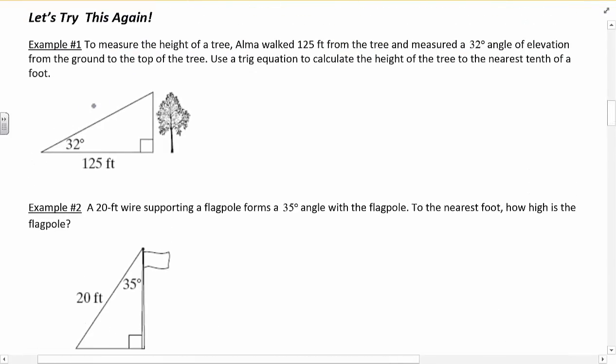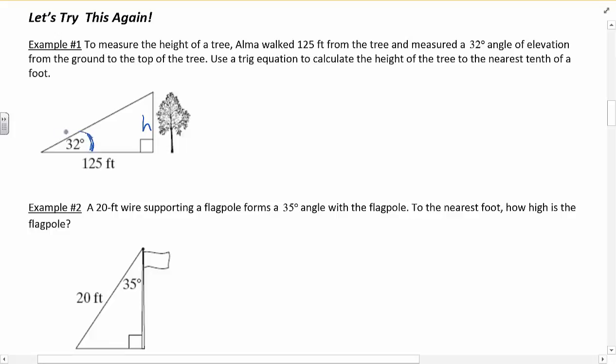Here's another right triangle to measure the height of the tree. So I'm interested in h. I walked 125 feet away and measured a 32-degree angle of elevation, it's called, from the ground. Use a trig equation to calculate the height of the tree.